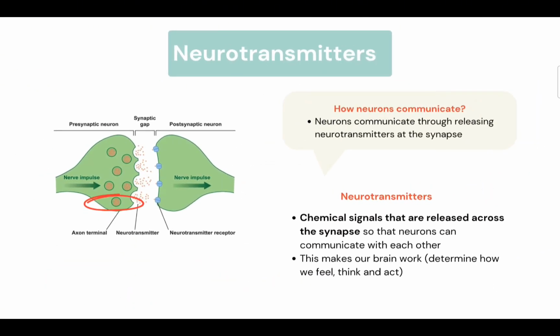So again, how do neurons communicate? Neurons communicate through releasing neurotransmitters at the synapse. What are neurotransmitters? Neurotransmitters are chemical signals that are released across the synapse so that neurons can communicate with each other, and this makes our brain work. As you can see from here, the messages we receive from the dendrite are sent to the soma, then sent to the axon. The messages are what we call the neurotransmitter here. The neurotransmitter will be released through the synapse to the dendrites of another neuron. This is how neurons communicate with one another.